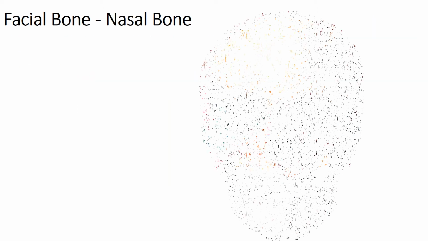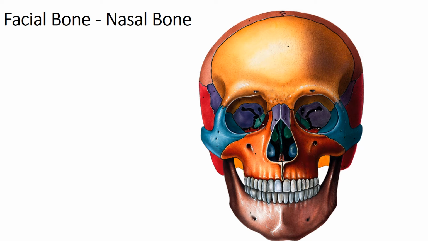We have two nasal bones, and these are found medially within our skull. And so this forms the bridge of the nose and often can be fractured when there is a heavy blow to the nose, such as getting hit by a baseball bat would break them. Again, there are two of them, so we do have a right and a left nasal bone.